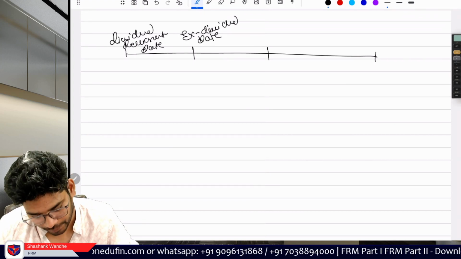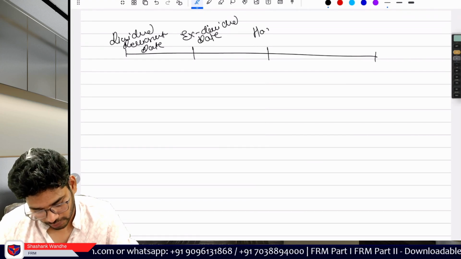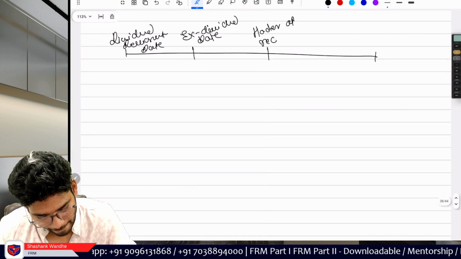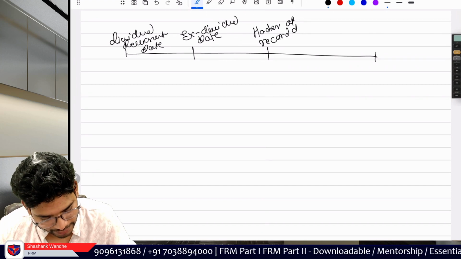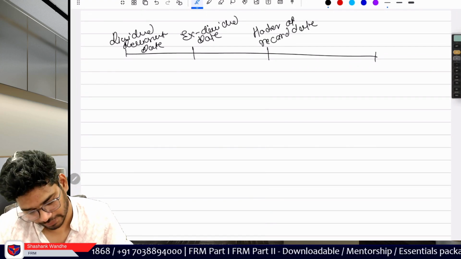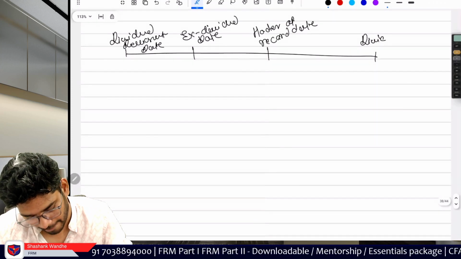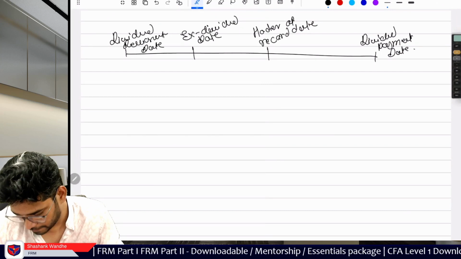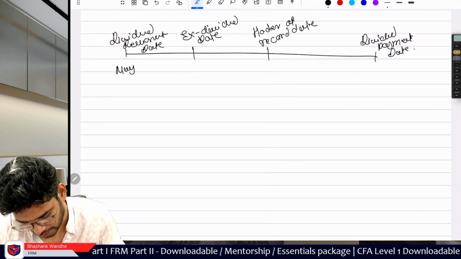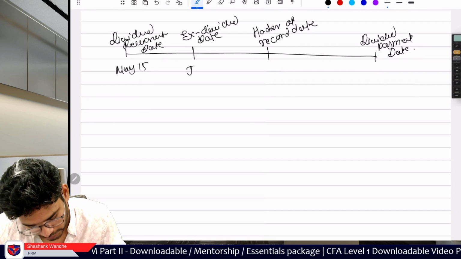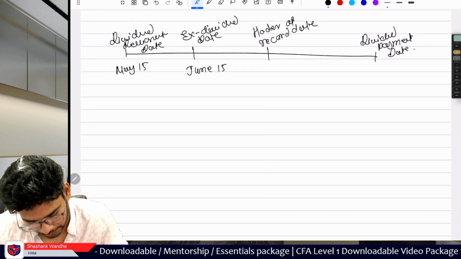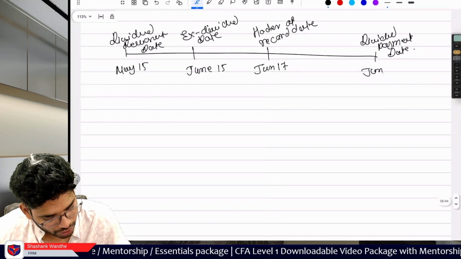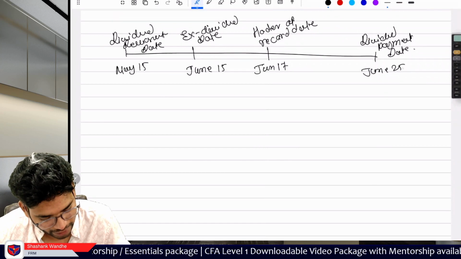Now this is the X dividend date. Then we have, I will explain each and everything, don't worry, the holder of record date, and then we have the dividend payment date. Let's say this date is May 15th, this is June 15th, then June 17th, and then June 25th.